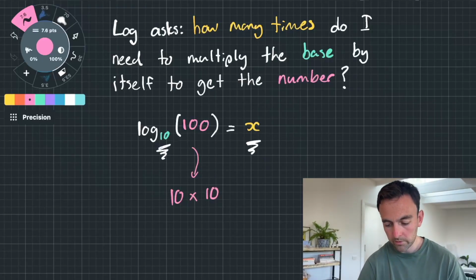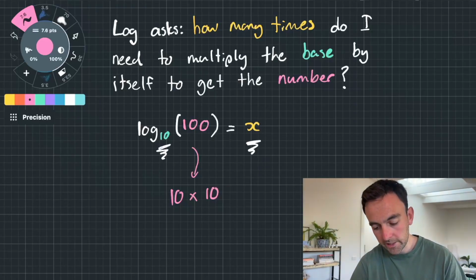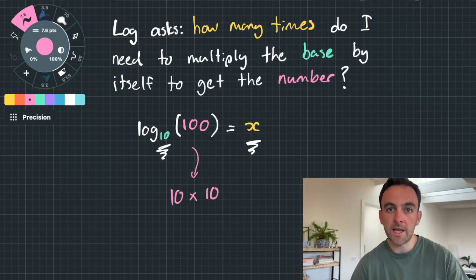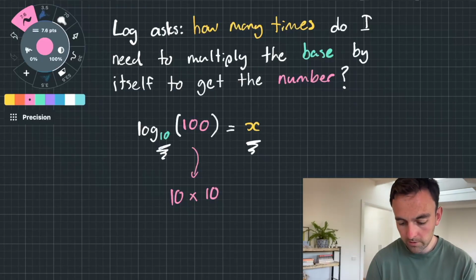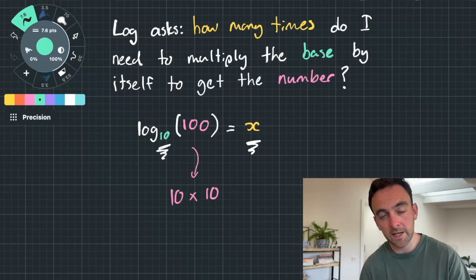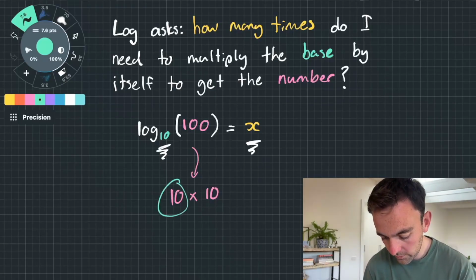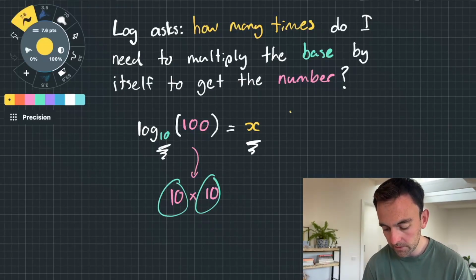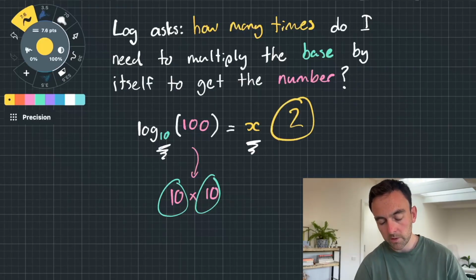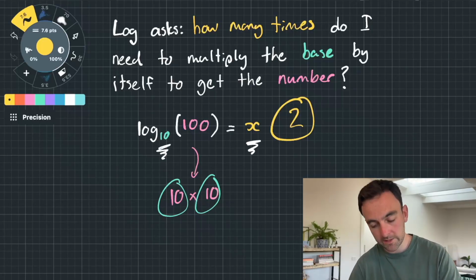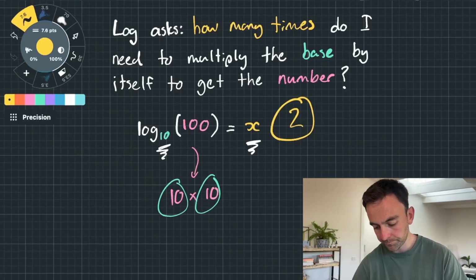Okay, so if we look at that question again, it's now saying how many times do I need to multiply 10 by itself to get 10 by 10? Well, 10 by 10 is the same as 10 by 10. So if we multiply 10 by itself twice, so 1, 2, then that will give us 100. So the answer to this log is just 2, okay? We need to multiply 10 by itself twice, so 10 by 10 to get 100.